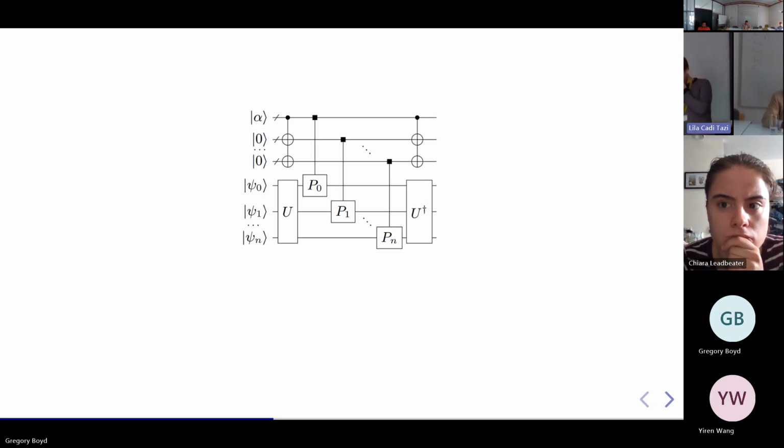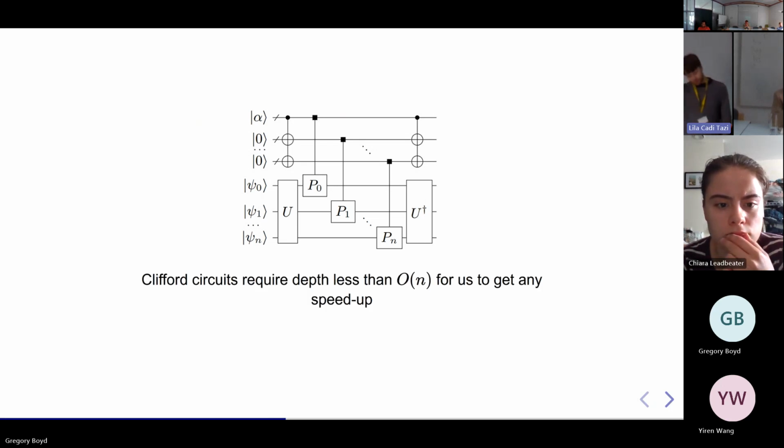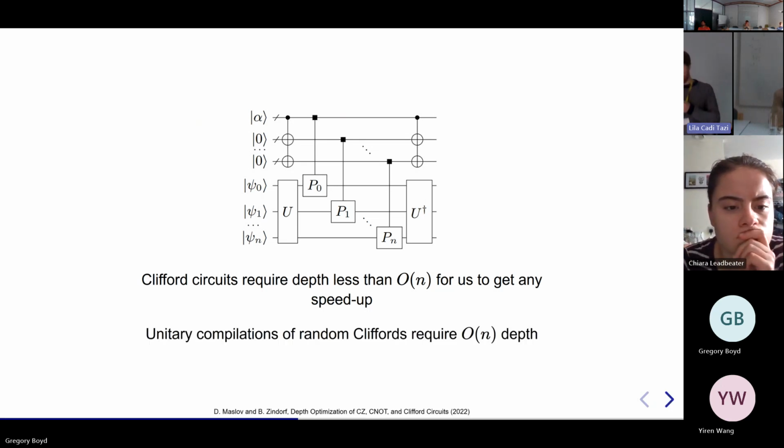But this hasn't completely solved the problem, because despite the fact that these U's and these fan outs contain no T gates, they're still not free. In order for us to actually get any speed up, we need to be able to do the U's sufficiently fast that we actually still get a saving. So they need to be less than linearly deep. And I believe this is the state of the art: in the worst case, you need linear depth to compile Clifford gates to only single and two qubit gates.